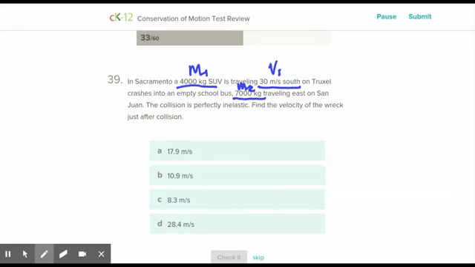So it's the same thing: you plug in the numbers, okay? M1 V1 plus M2 V2, and you add the masses up. So 4,000 times 30, divided by the total mass, you get 10.9. Okay.